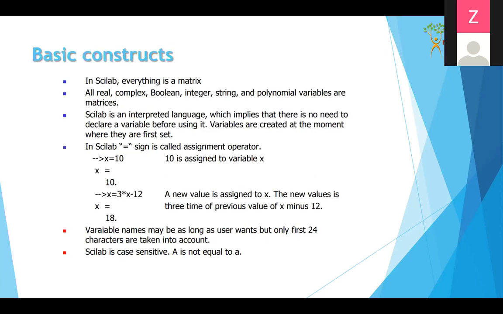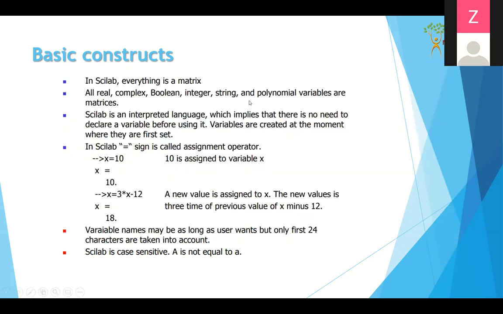Basic constructs in Scilab: everything is a matrix. All real, complex, Boolean, integer, string, and polynomial variables are matrices. Scilab is an interpreted language, which implies that there is no need for declaration of a variable before using it. Variables are created at the moment they are first set. In Scilab, the equal sign is called the assignment operator, for example, x equal to 10.